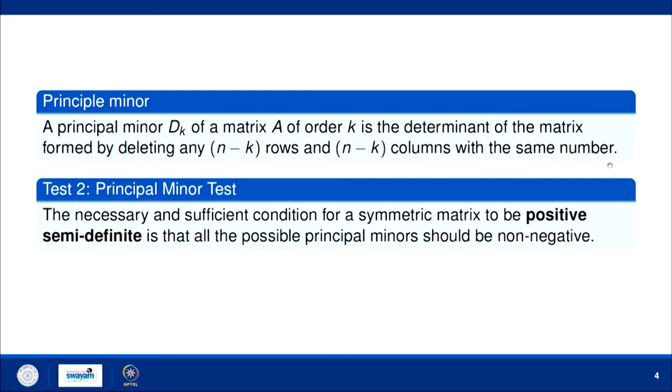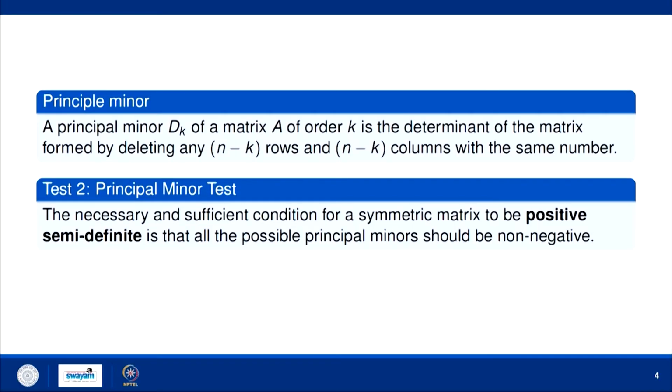So, what do we mean by this? We will discuss it by an example. First of all, I have to read this principal minor test. The necessary and sufficient condition for a symmetric matrix to be positive semi-definite is that all the possible principal minors should be non-negative, that is, greater than or equal to 0, and for positive definite they should be strictly greater than 0. Let us discuss it by an example, so that things will be clear to you: what we mean by principal minors and what the different tests are. Now, suppose you have this example.